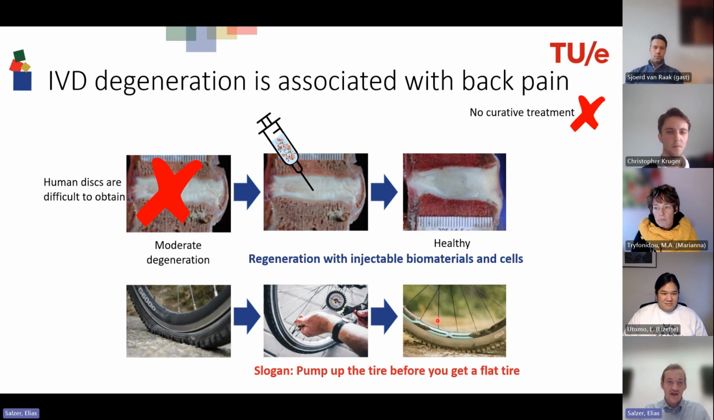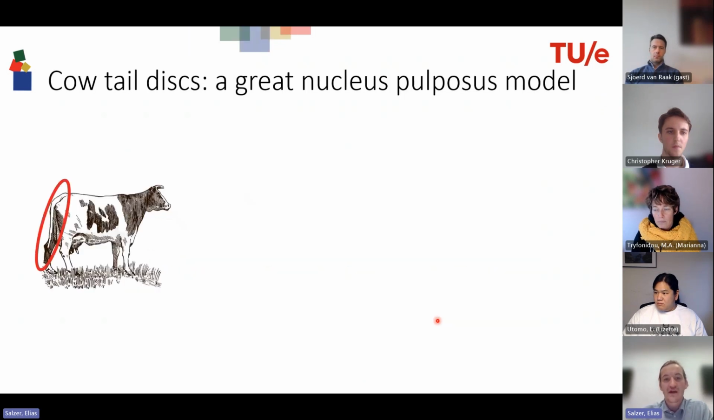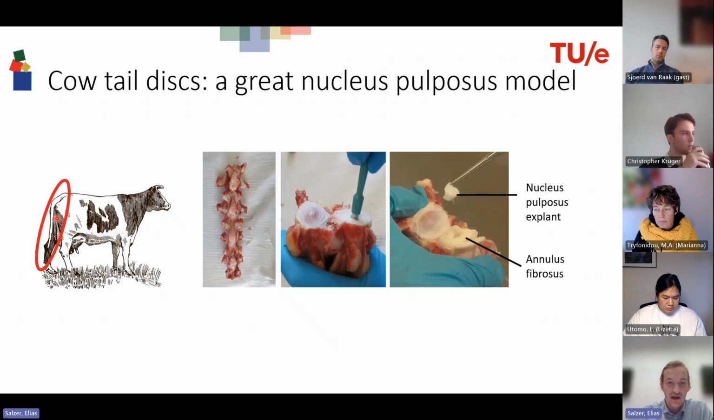So a human disc would actually be the best model to study this because the title for today is the human spine in the lab. But the human intervertebral disc is very difficult to obtain due to obvious reasons. So we found a very good alternative, which is the cow tail disc. We get the cow tails from the slaughterhouse, and then we clean them. So we remove all the surrounding tissue.